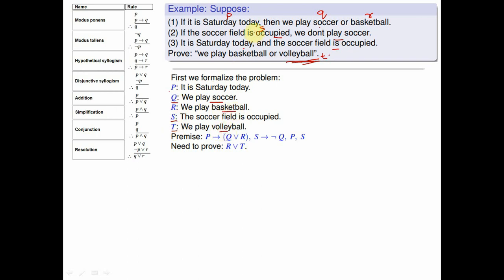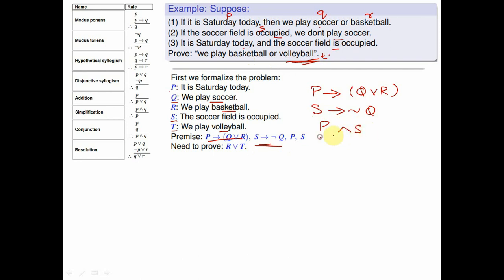Now the premises. If it is Saturday today, then we play soccer or volleyball. First premise, right? You can see it over here. If the soccer field is occupied, we do not play soccer. Second premise. It is Saturday today and the soccer field is occupied.